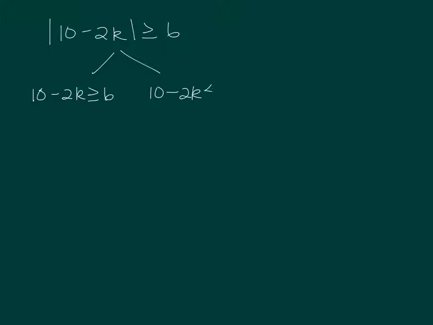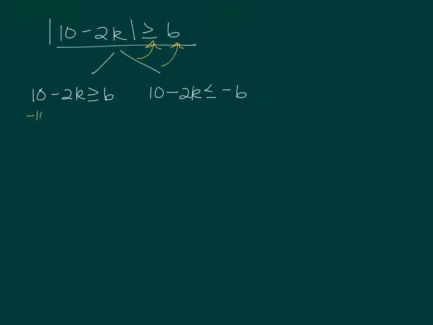On the second example, we have the absolute value of 10 minus 2k is greater than or equal to 6. So again, same thing we did before. We have 10 minus 2k greater than or equal to 6, and 10 minus 2k less than or equal to negative 6. Remember, the first one's this exactly as it is. The second equation flips the sign and takes the opposite of this number.